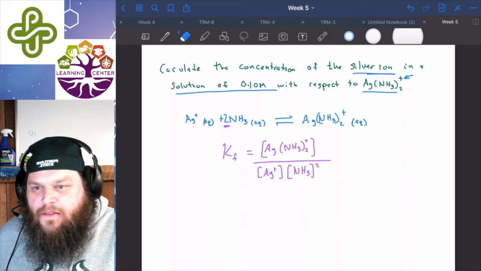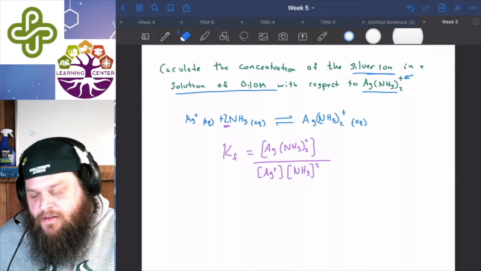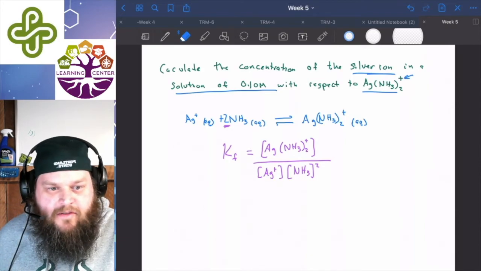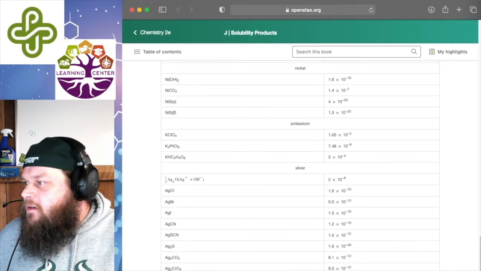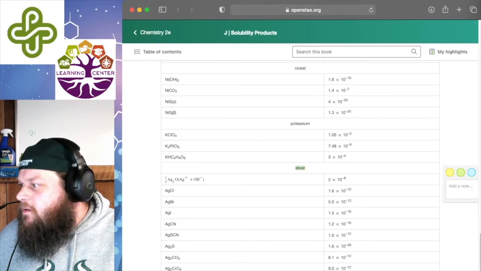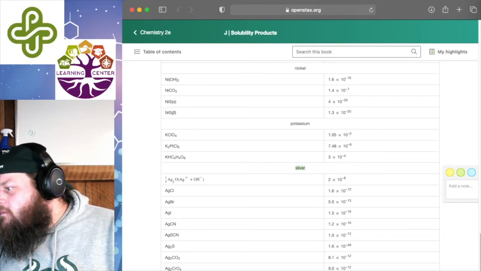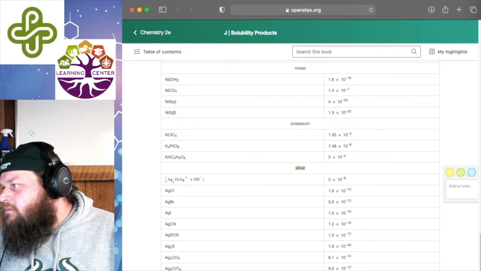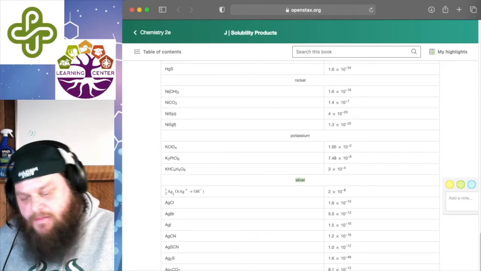Now to find this, we would first need to find what is the K of formation of this compound here. So I'm going to switch back to my browser. Let's see if we can find this. We're looking for silver. Here's silver. Going down silver. Oh, tell me it's here. Is it not there? Of course it's not there.